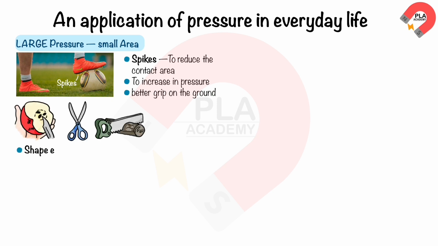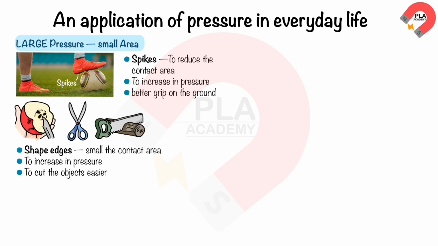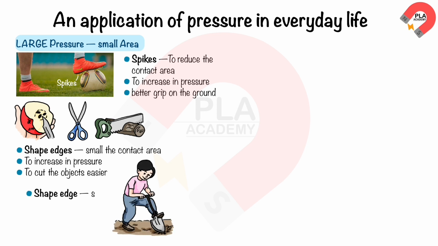Knives, scissors and saws are all used to cut objects, because they have sharp edges that create a small area of contact, resulting in high pressure that helps to cut the objects more easily. The shovel's sharp edge creates a small area of contact with the ground, resulting in a high pressure that helps to dig the soil more easily.